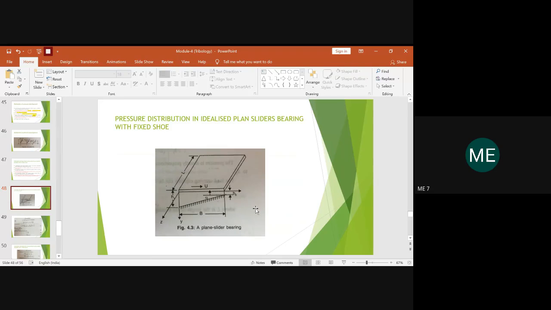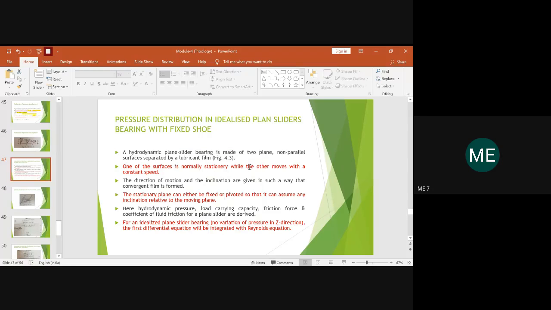And hence we studied both types of parallel surface, and how the pressure distribution varies. Fine. So here will be H1 and this will be H2, right? This is the fixed one and this is the moving surface, and this is the width, and this is the length of the moving surface. With this aspect, we have to start with the hydrodynamic plane slider bearing. Even though they tell you plane slider bearing, remember one thing: it is a hydrodynamic type and not a hydrostatic one.